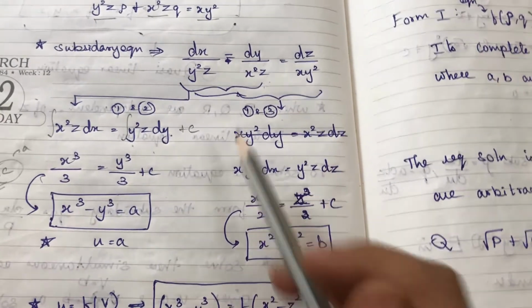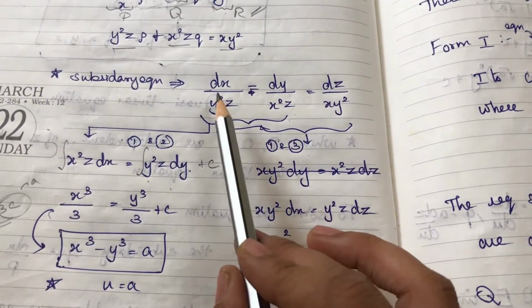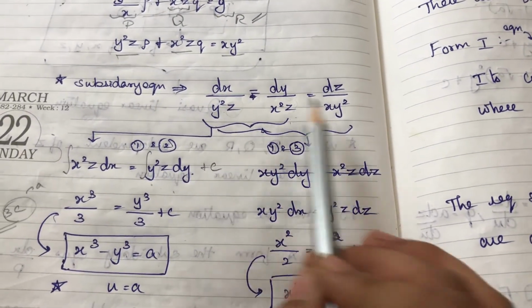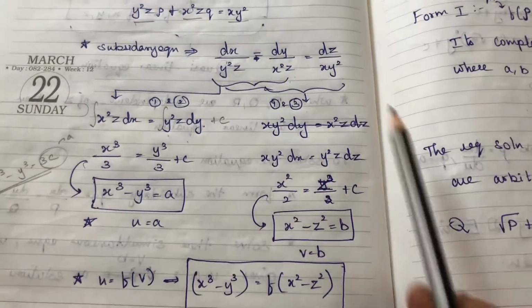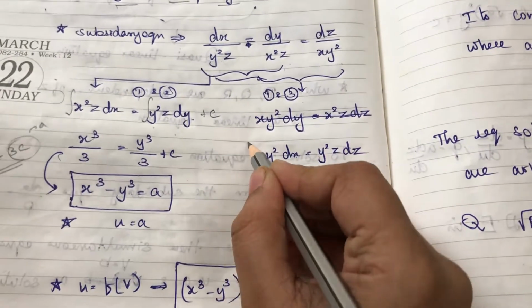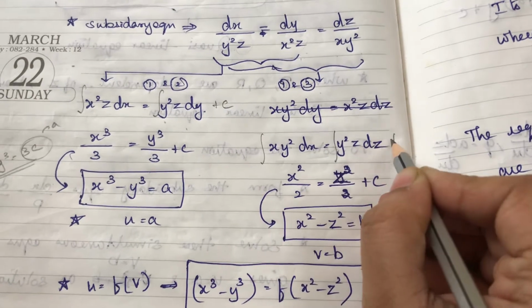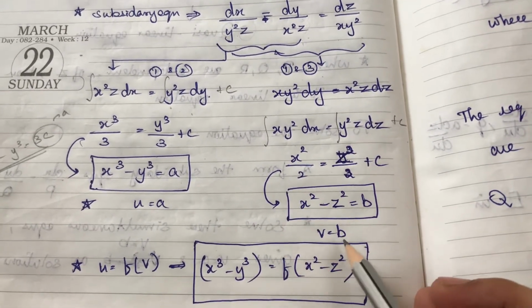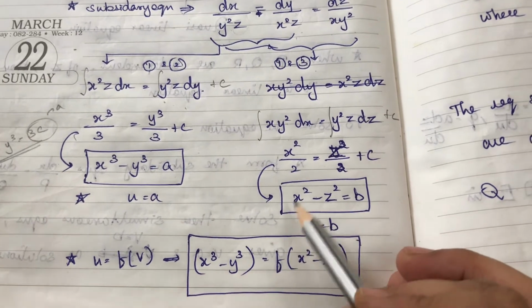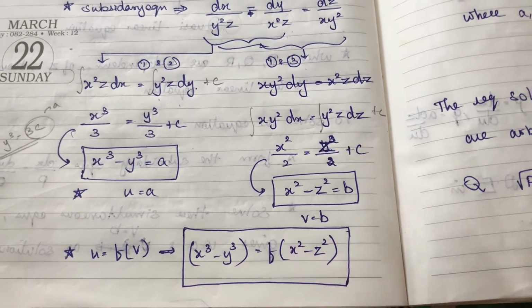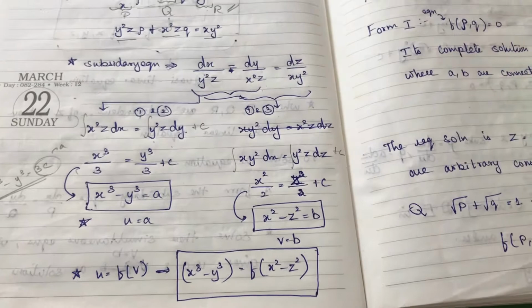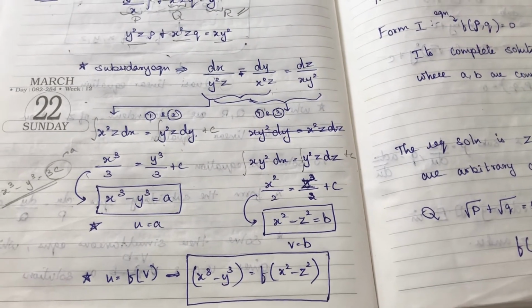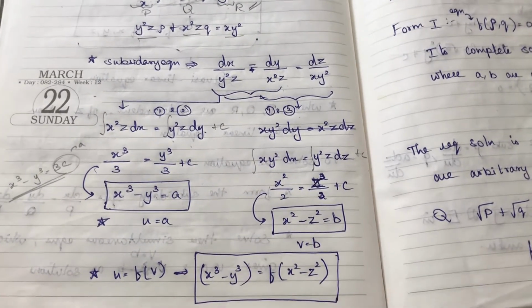The same appears here. But here I take the first and third equations because y square is common. I take the integration here plus c, and after that I finally got v equal to b, the function x square minus z square, which is equal to b. So from these two functions I have got a and b, right?